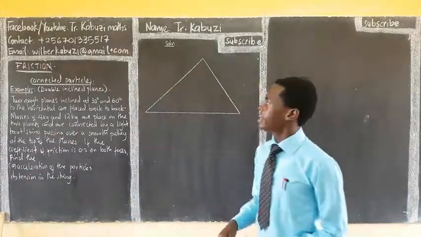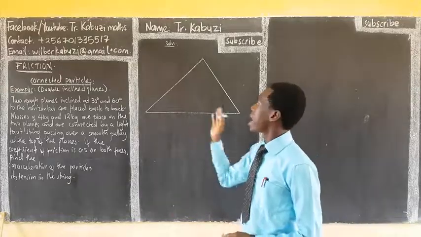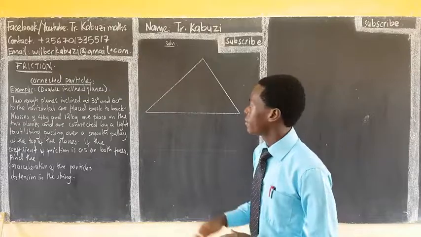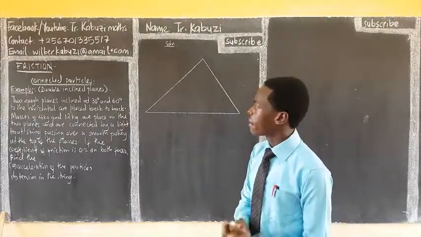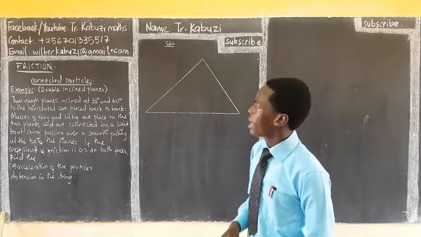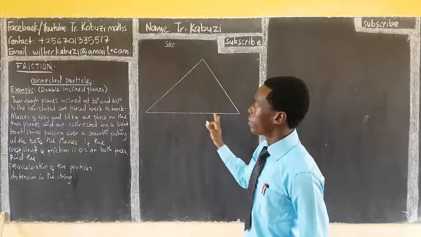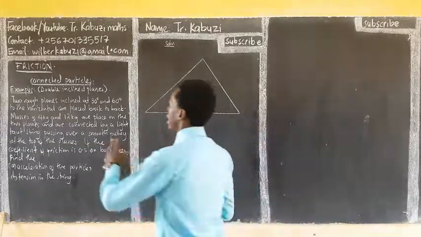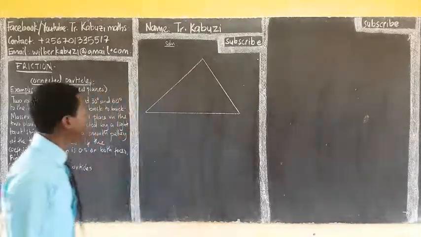Double inclined planes. Now here we are going to look at the case when both planes are rough. Previously we saw when one is smooth and one is rough. Now we are going to say when all are rough. Two rough planes inclined at 30 degrees and 60 to the horizontal, pressed back to back. So back to back meaning they are connected.